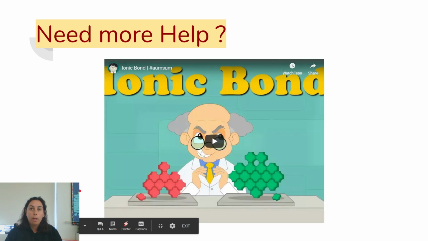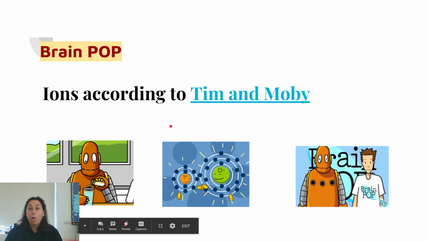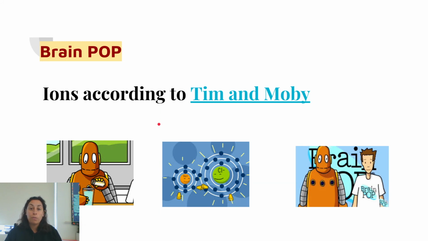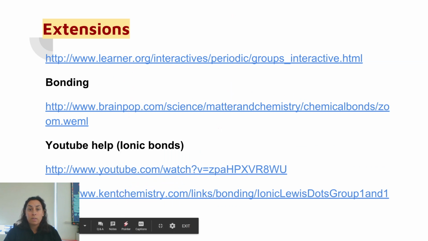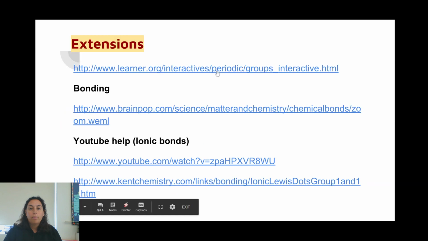If you need a little more help, you can watch these videos on ionic bonding or on what ions are. I'll also add a few more slides in to just review cations and anions, possibly in the next video. Or you can check some of these extensions here. The extension is this interactive where you can form different ionic bonds, or you can check chemical bonding and some videos on ionic bonding specifically for yourself.